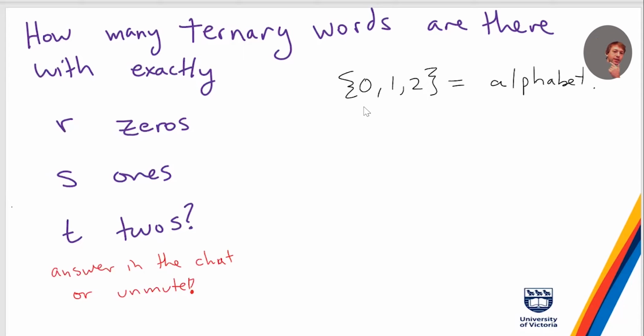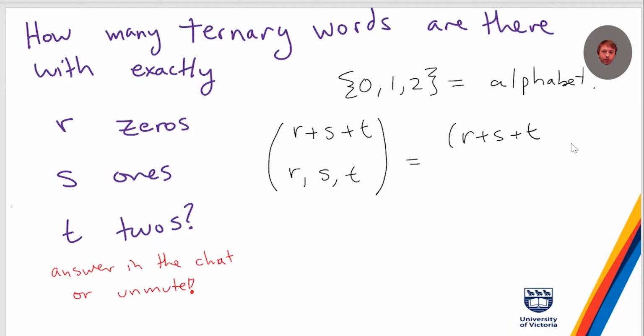It's really not much different from what we've been doing. I've usually been writing A's, B's, and C's; now we just have zeros, ones, and twos. So the answer is going to be R plus S plus T choose R, S, T. I don't know if people use the word choose for this, but anyway, the notation is like this, or if you wanted to write it out algebraically, it's this.